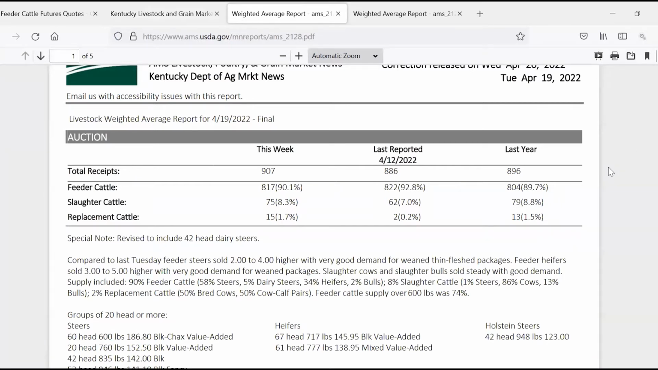So at the very top of the report, what you're going to see is a simple breakdown of receipts. So basically, cattle that were sold this week, last week, and last year, same market, based on category. So the majority are going to be feeder cattle, which makes sense in Kentucky. You're going to see some slaughter cattle. Since Kentucky doesn't have a cattle finishing and fed cattle market, these are going to typically be cull cows and bulls. And the replacement cattle are going to be things like bred heifers, cow-calf pairs, mature cows, things like that.